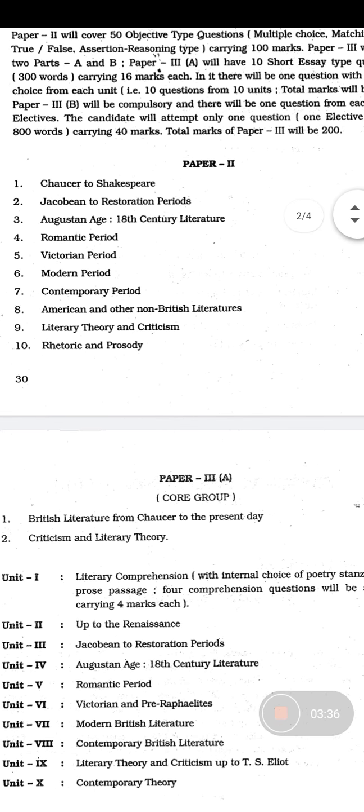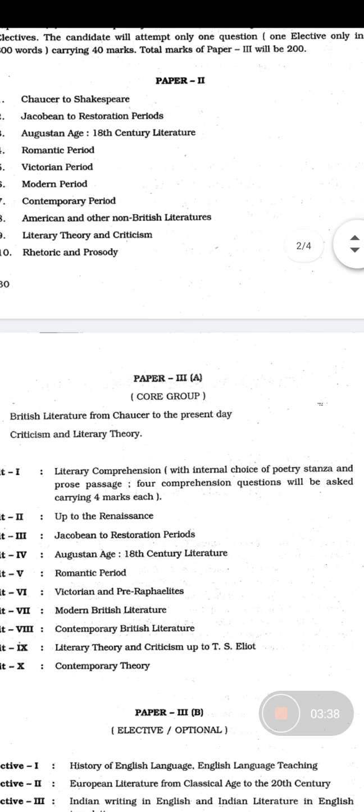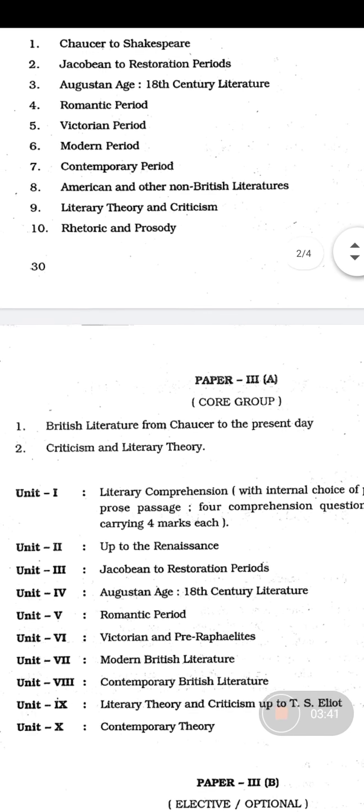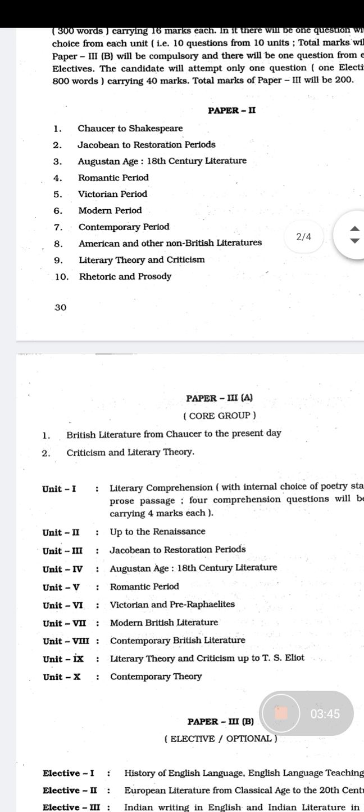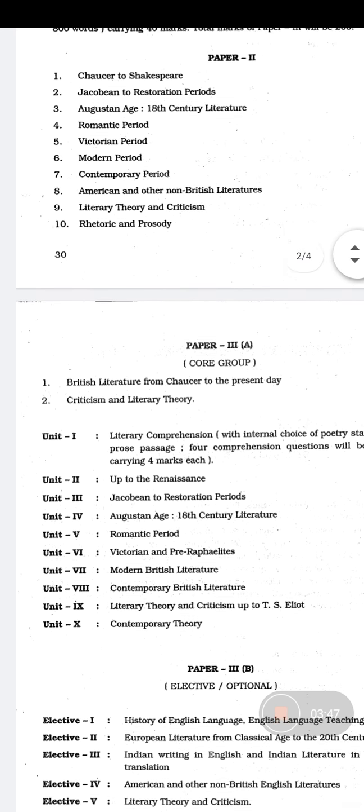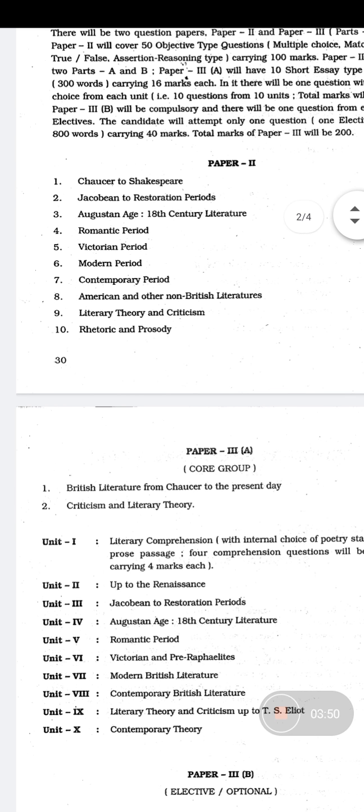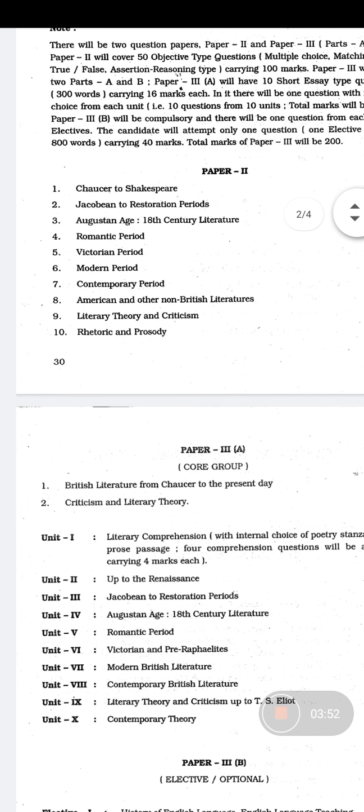So let's talk about Paper 3, which is the core group. This portion is compulsory, where we have no choice. In Section A we have no choice, we have to do all this syllabus completely. But in Paper 3B we have a choice. Elective means optional. So Paper 3A is your British literature from Chaucer to the present age.